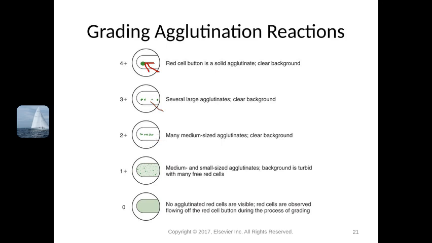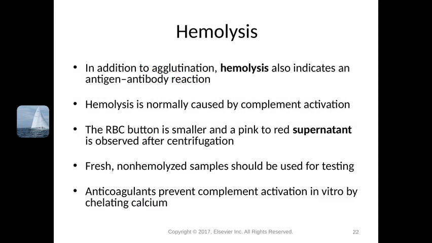One of the things that we have to be careful about in blood banking is hemolysis. Hemolysis indicates an antibody-antigen reaction. It's usually caused by complement activation. The red cell button will be a little smaller and will have a pink to red supernatant after centrifugation. We need to use non-hemolyzed samples. This is the main reason, because the endpoint of agglutination can be hemolysis.